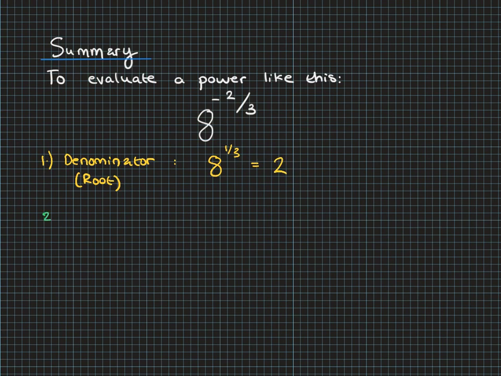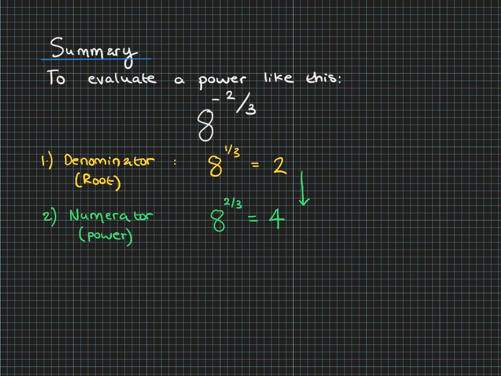Step 2, we deal with the numerator, which is going to be some sort of power. In this case, it's power 2. So we're working out 8 to the power of 2/3. So we take our previous answer and we apply the numerator power, which in this case is a power 2, which means we square. So 2 is squared to give us 4.